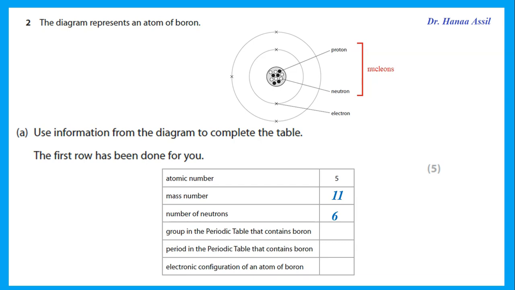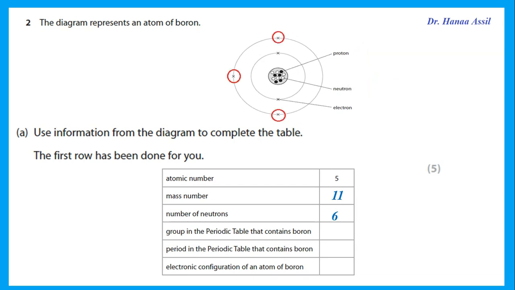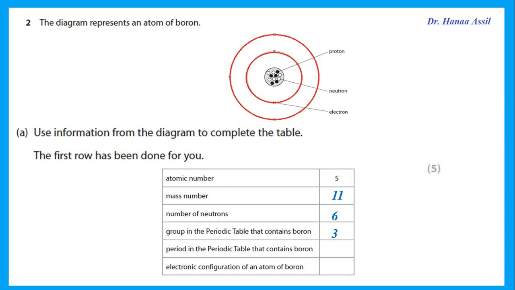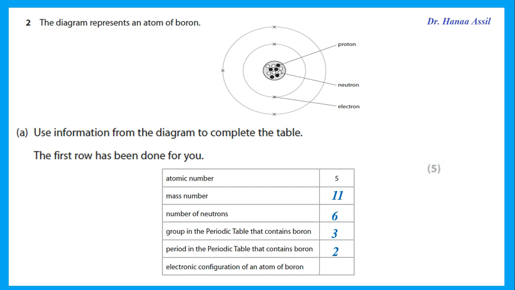Which group does this atom belong to? Well, how do I know the group? The group is the same as number of electrons in outer shell, so this belongs to group 3. Which period does this element belong to? The period is the number of energy levels. So this is an atom that has 2 energy levels, so it's in period 2. Electronic configuration, that's how we distribute the electrons. Obviously, the electrons distributed in this atom are 2 in the first shell and 3 in the second shell.